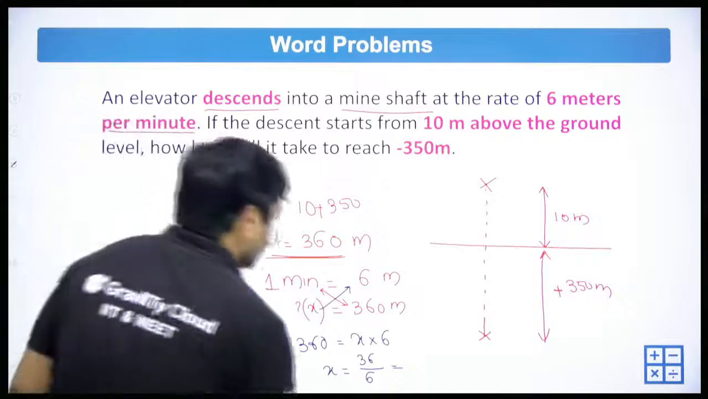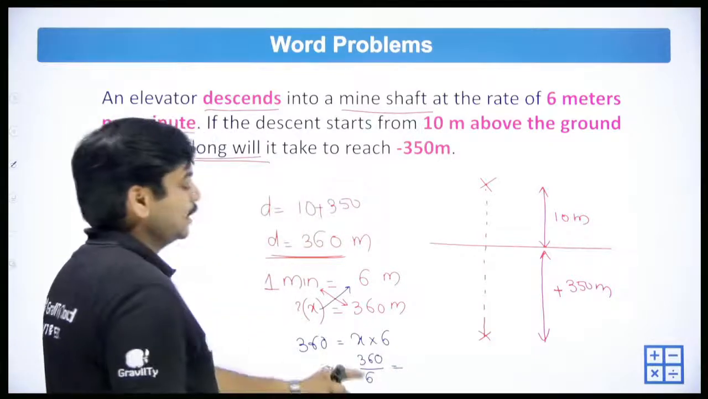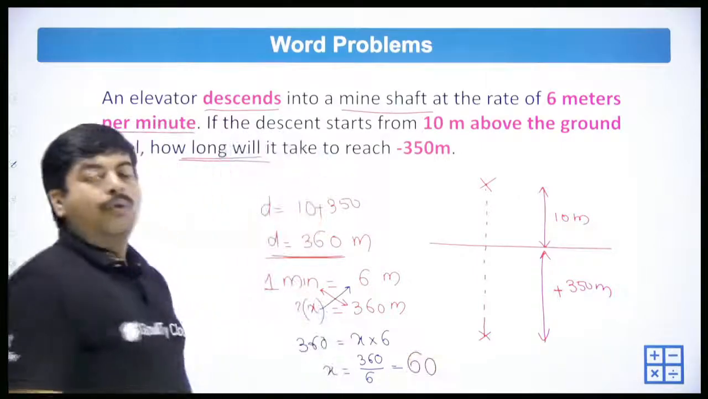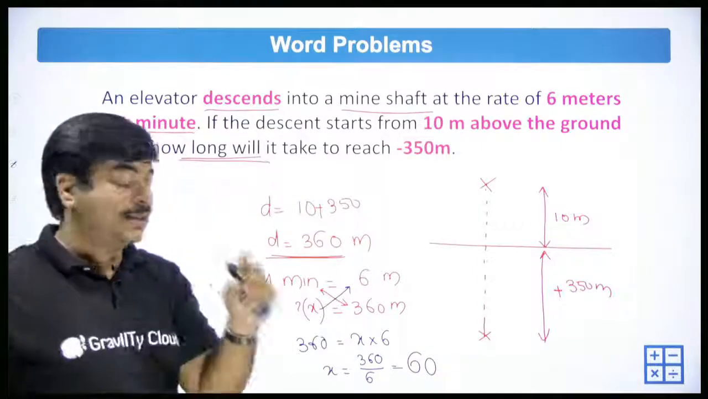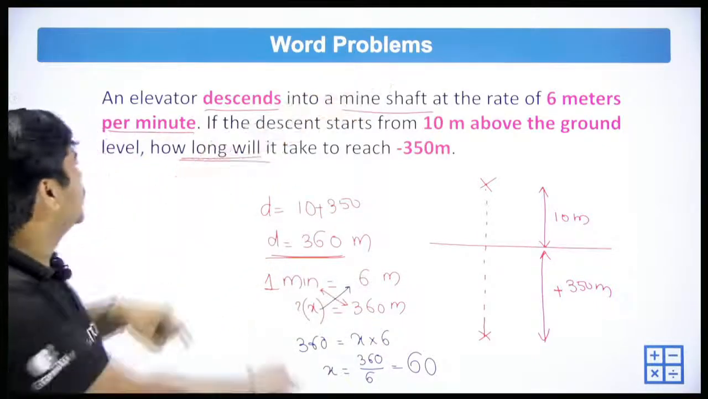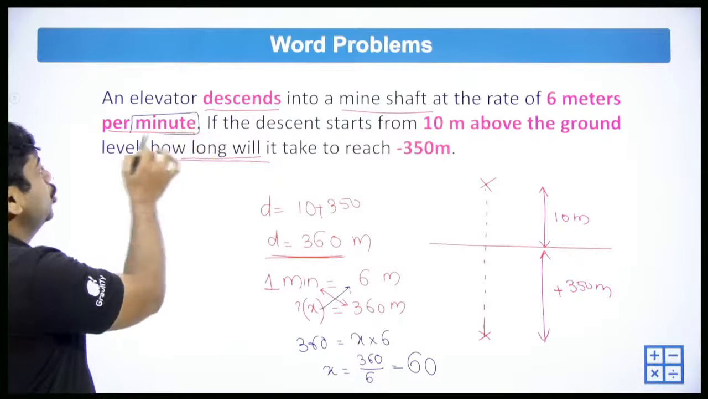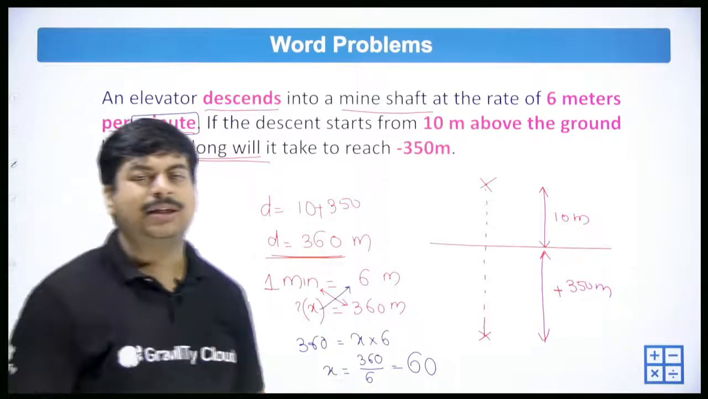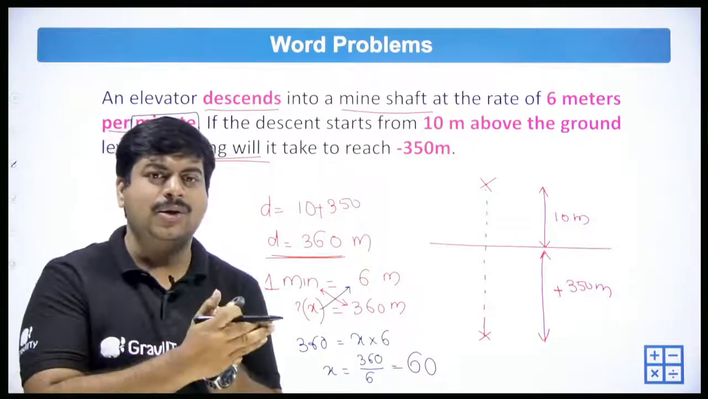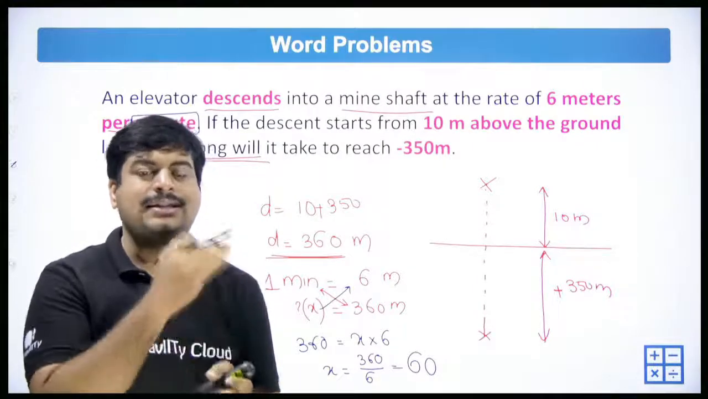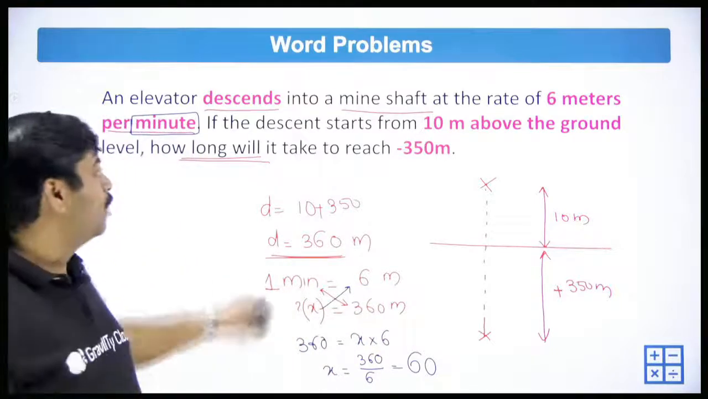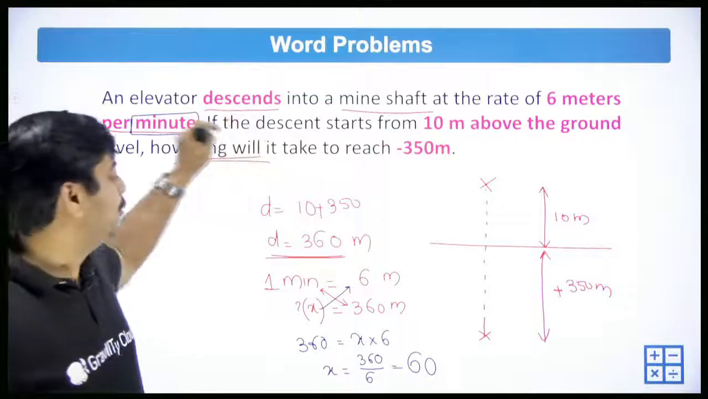Right. So 360 by 6, you know that 6 sixes are 36, so you will get a total of 60. What are the units? Is it 60 seconds or 60 hours? You know that it is 6 meters per minute. The units are very important. When you say 60 without mentioning the units, you don't know whether it is 60 seconds, 60 minutes, 60 hours, 60 days, 60 years. We cannot say that. So always you should be very confident with the units. So it is minutes.